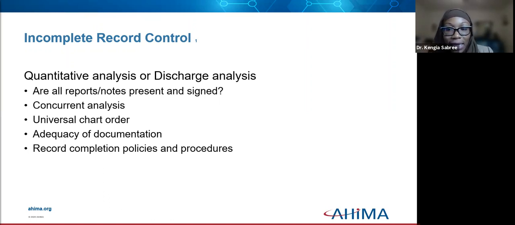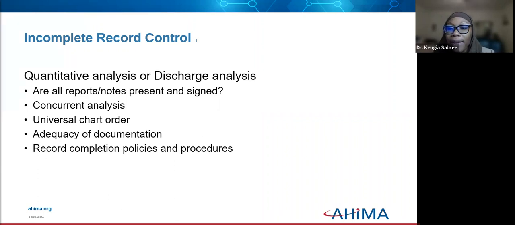The quantitative analysis may also be done while the patient is in-house, okay? In that case, that's referred to as a concurrent analysis, concurrent meaning at the same time or while the patient is still in the facility. A benefit of this type of review is that the HIM professional is on the floor and can monitor the record completion. They can communicate missing items or remind the physicians to complete their documentation if they notice the documentation is unavailable.